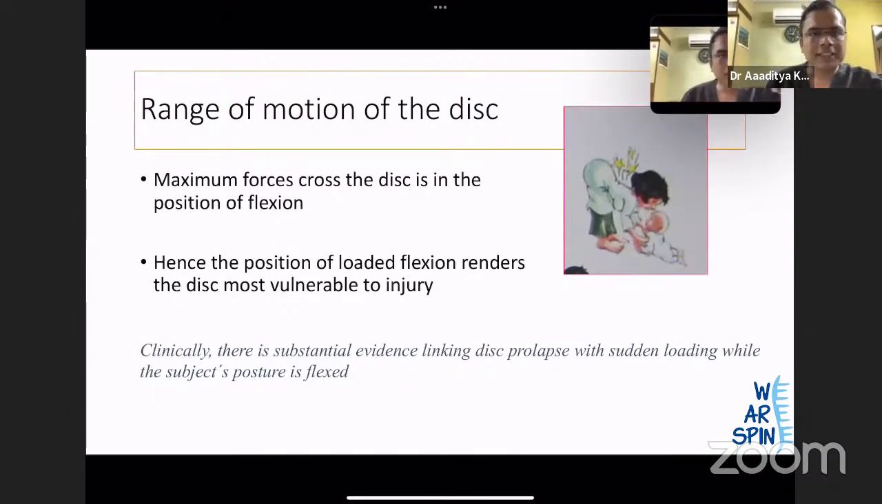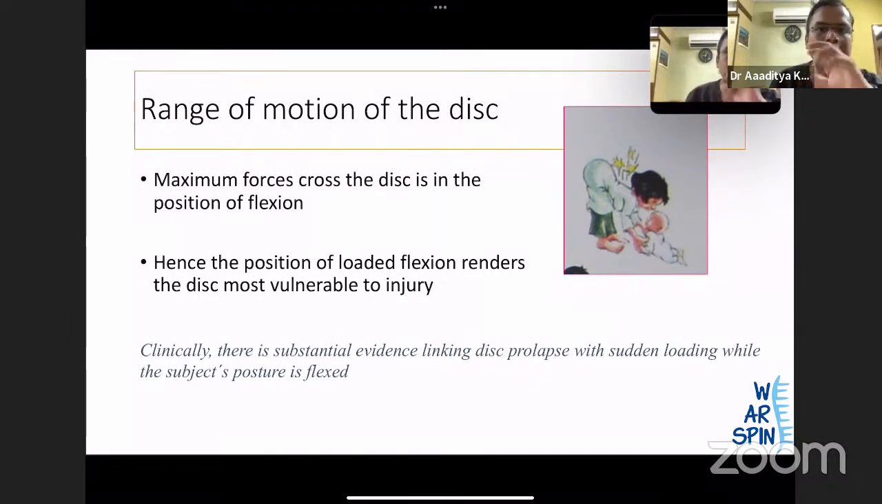Maximum forces cross the disc in the position of flexion, and hence the position of loaded flexion renders the disc most vulnerable to injury. That's the reason why we always hear from patients that whenever they got injury to their back or to their disc, they were trying to bend forward and lift something, and that is the reason why they get injured.